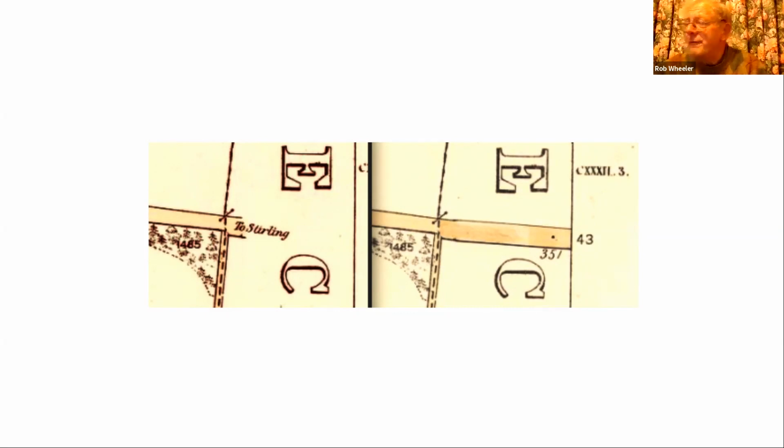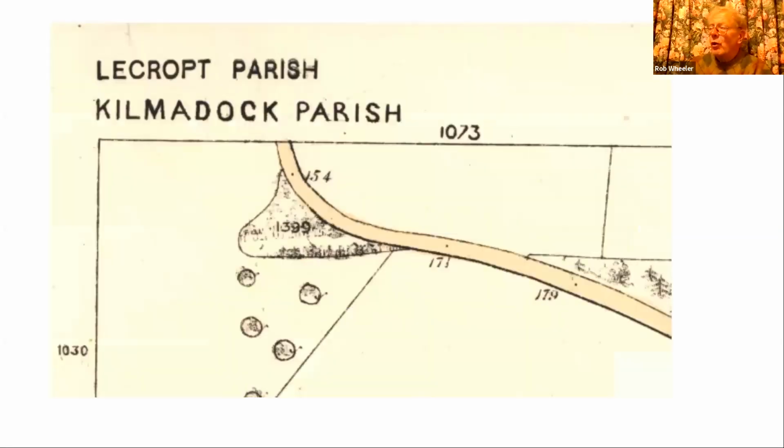There is one other fudge on this sheet. The title ought now to read Kilmaddock and Leckropt parishes. However, rather than going to the trouble of cleaning off the word parish after Kilmaddock, the title Leckropt parish has been added above Kilmaddock parish.